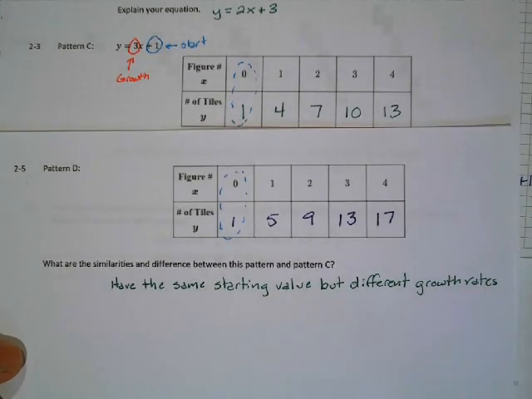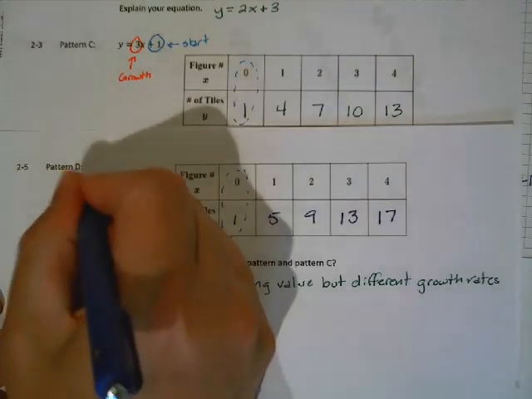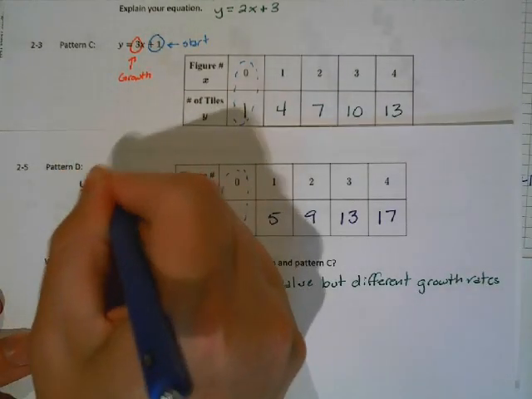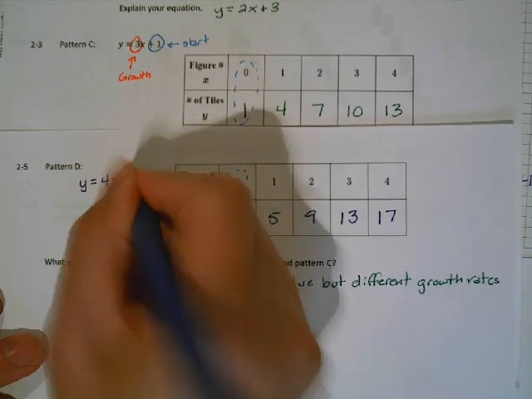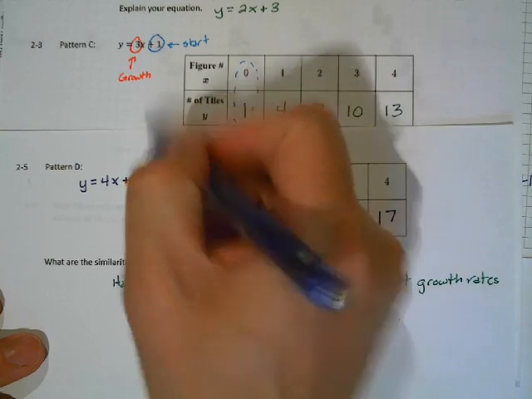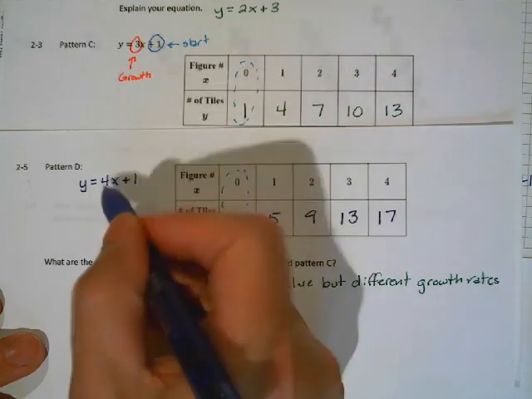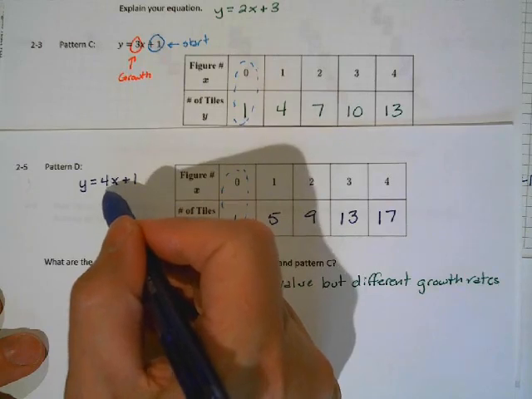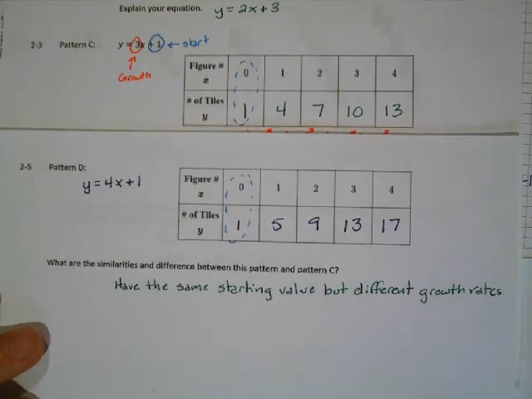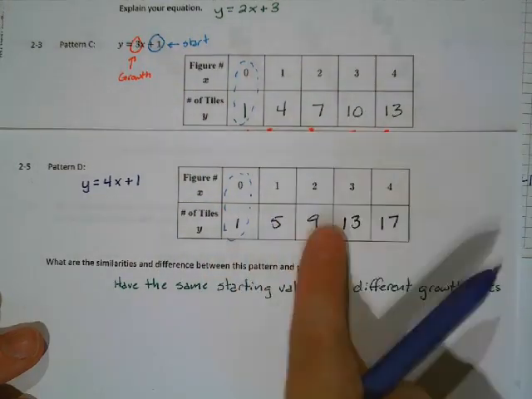And look at their two equations. For instance, this one had the equation of 3x plus 1, and this one had the equation of 4x plus 1. So here we can see that their starting value of plus 1 is the same, but their growth value of pattern C was 3, and the growth value of pattern D was 4. So that's where they started differing. So that's why after pattern 0, the numbers were no longer the same.